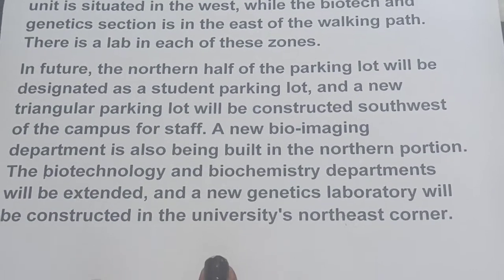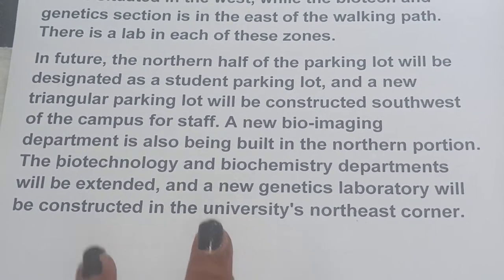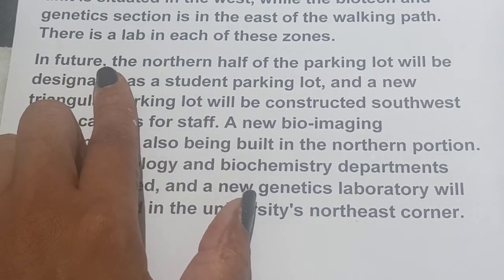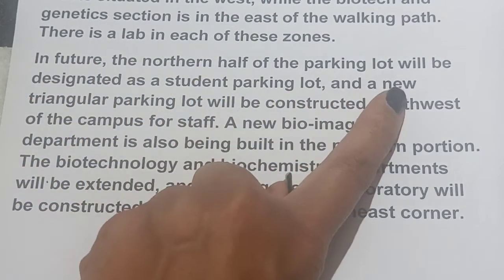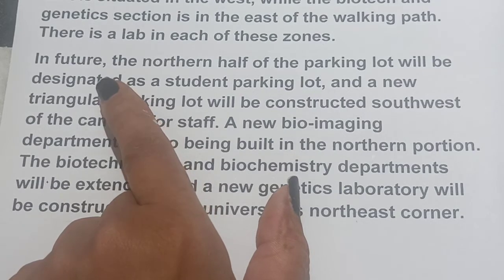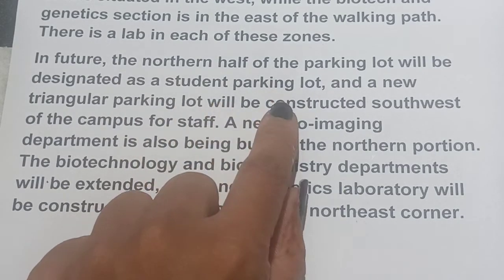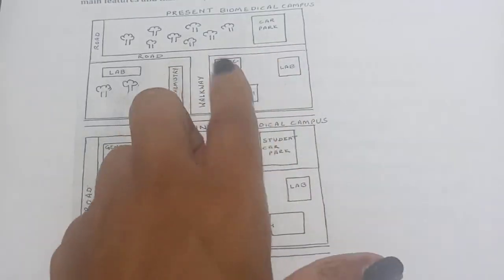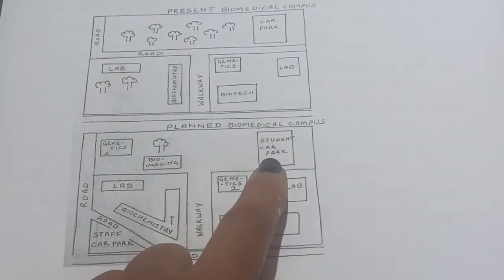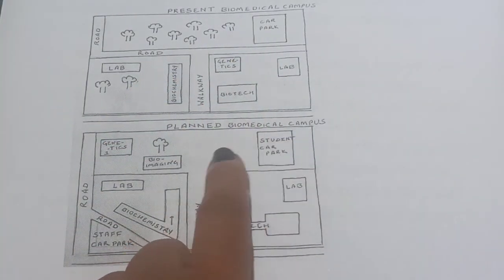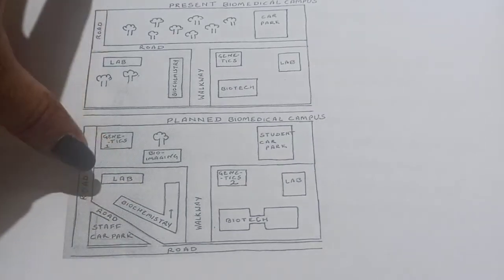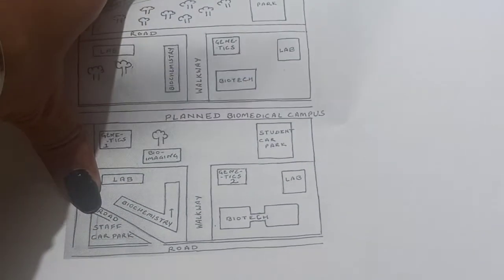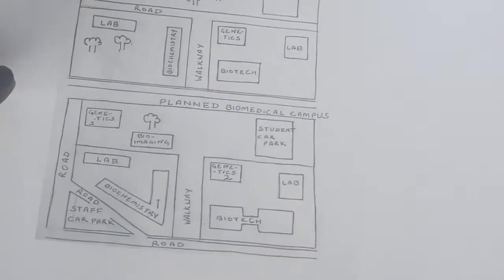So now in the next paragraph, we will be discussing what will happen in future. What are their future plans? In future, the northern half of the parking lot will be designated as the students' parking lot. So now this parking lot has been designated as the students' parking lot, and we can see a new parking lot for staff near the biochemistry department.